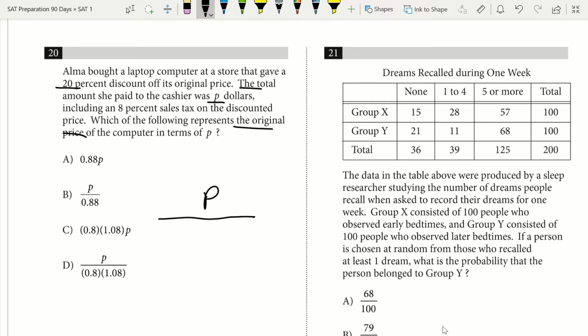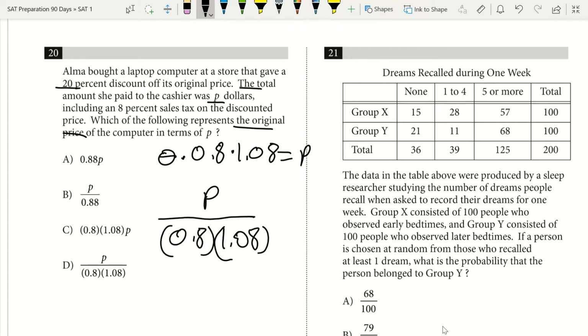Our original price, which we'll call theta, is getting multiplied by 0.8 because we get a 20% off discount, and then she's paying an 8% sales tax, so it's also multiplied by 1.08. That's going to equal the price that she paid. So we divide each side by 0.8 times 1.08, which cancels on one side, leaving us with the original price equaling P over 0.8 times 1.08 in the denominator. So our answer there is D, right? So the answer for 20 is D.